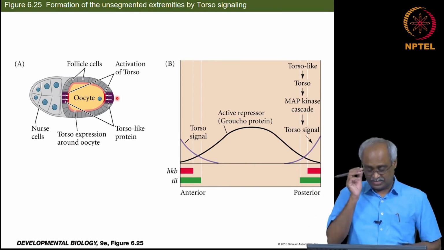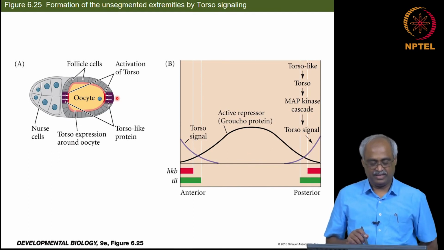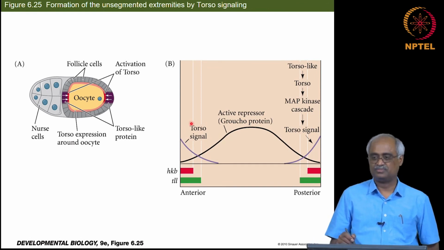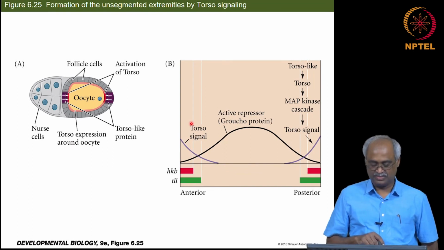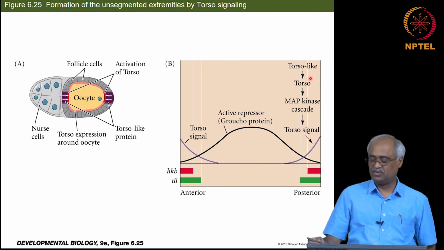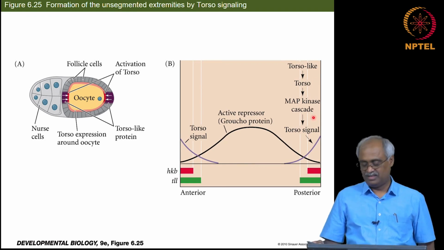Okay, so that is how those extremities are formed, by this RTK signaling. There is a protein called Torso. This Torso is responsible for transducing a signal, and that signal is Torso-like binding to Torso and activating the MAP kinase cascade, which is what leads to the Torso signal.